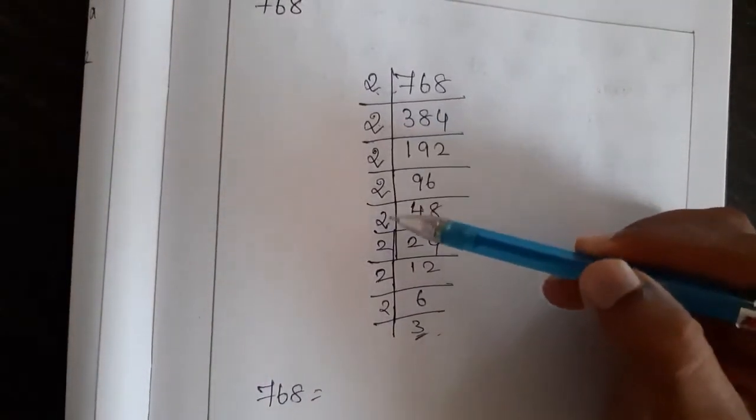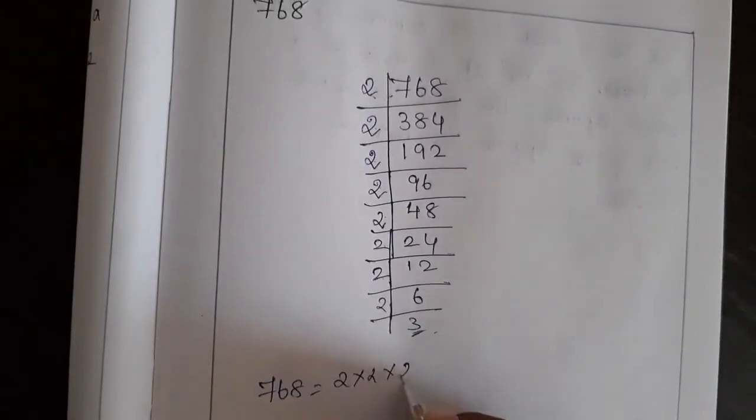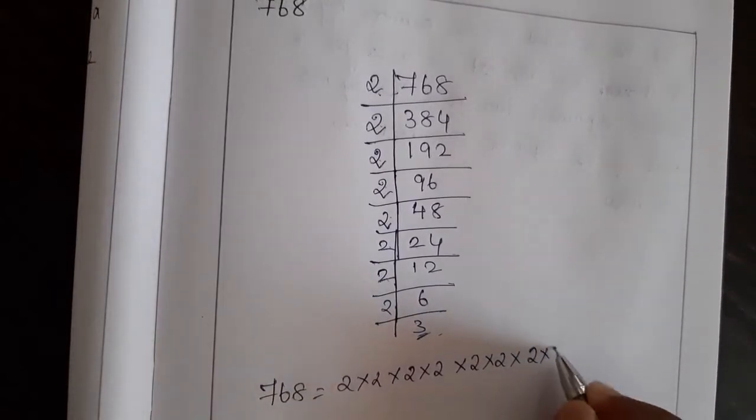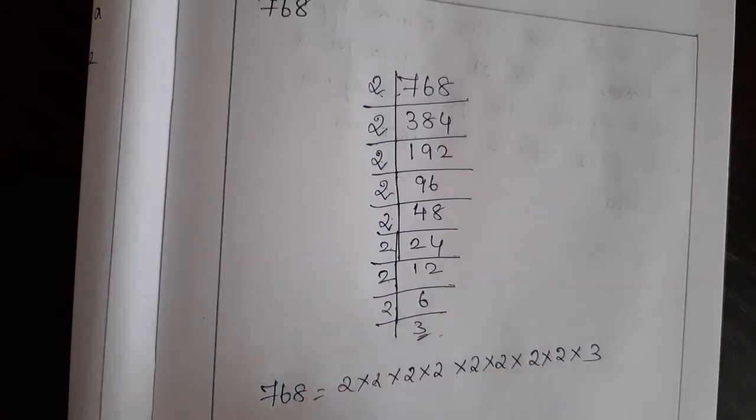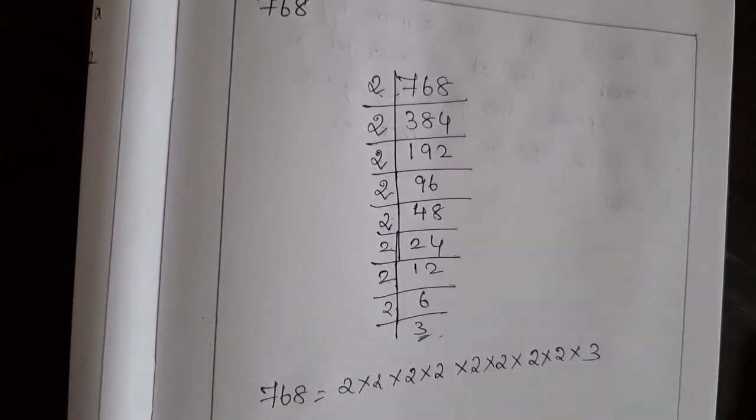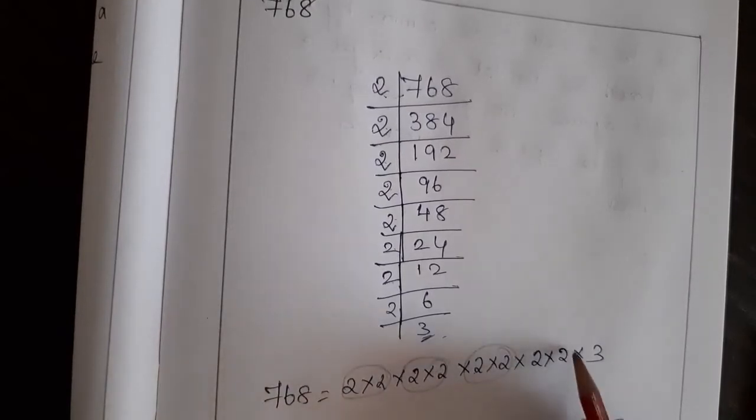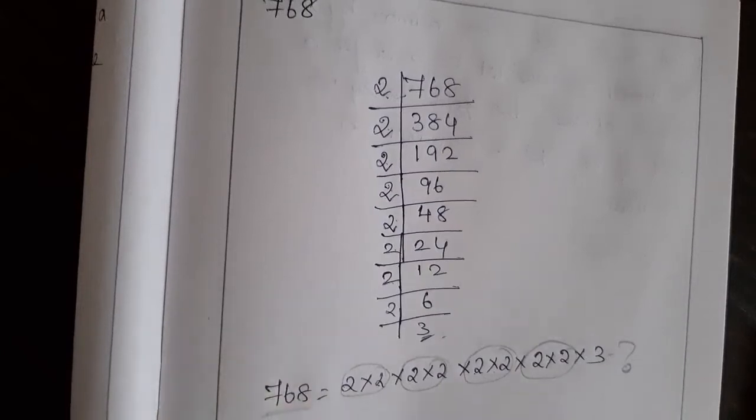So 768 can be represented, a little long, as 1 2 3 4 5 6 7 8, eight 2s: 2 into 2 into 2 into 2 into 2 into 2 into 2 into 2 into 3. Let me check which pair is missing. These two have a pair, this has a pair, this has a pair, this has a pair. 3 is missing its pair, so it is not a perfect square.